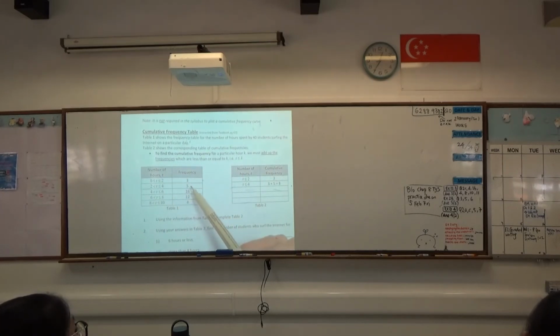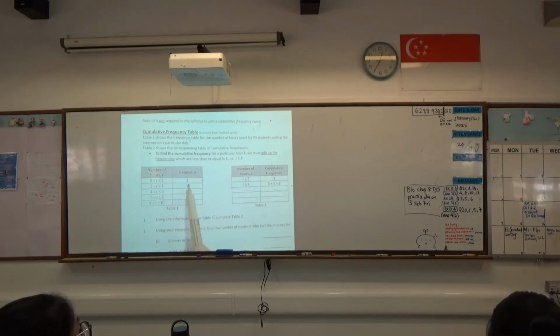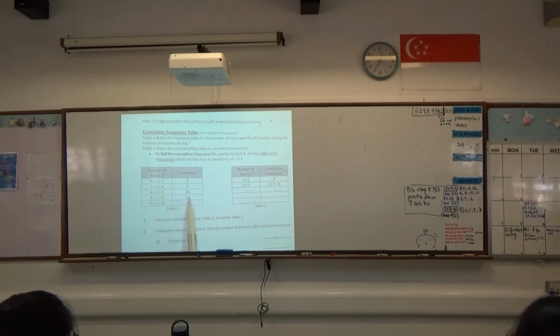So what this result tells us is that there are 3 students, which is the frequency, that spend 0 to 2 hours on the internet. And then over here, there are 12 students that spend 6 to 8 hours on the internet. Table 2 is the corresponding table for the cumulative frequencies.